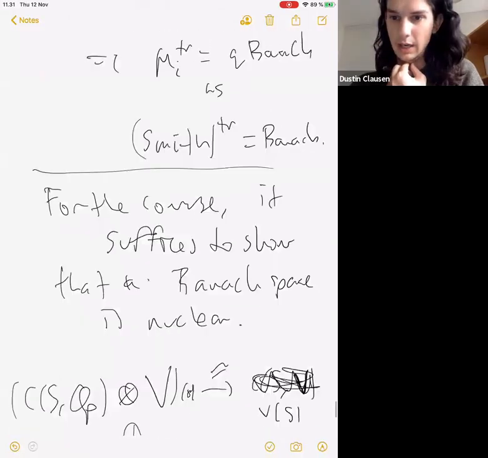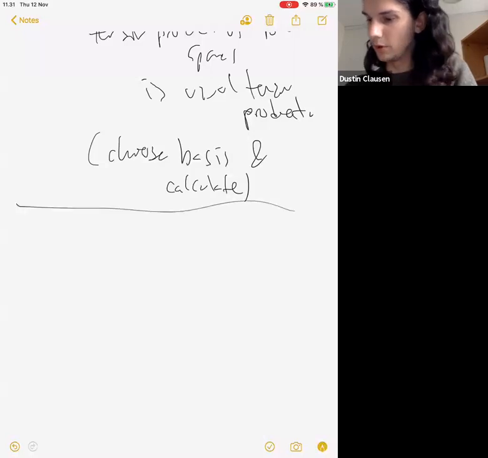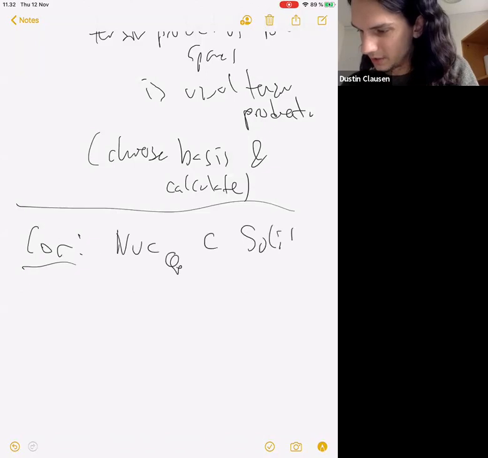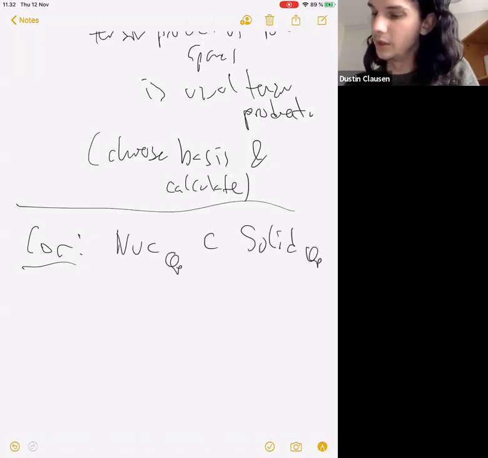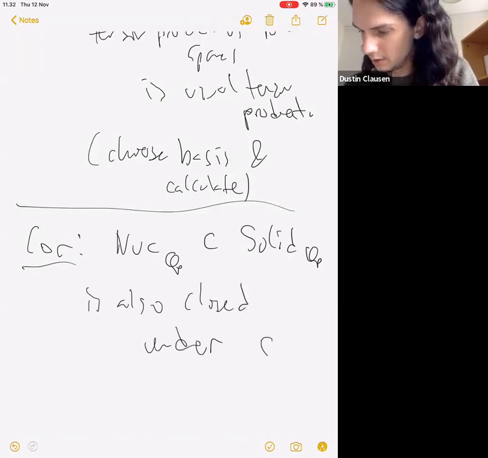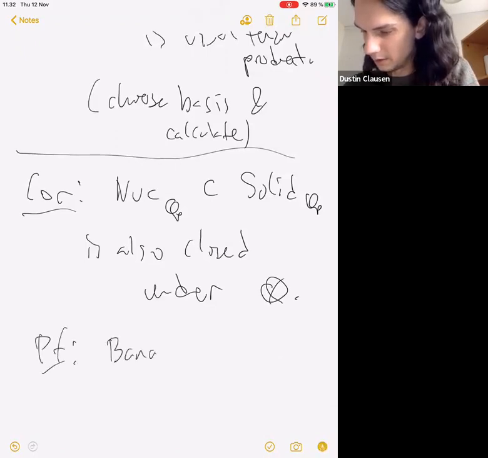Okay. So let me note a corollary of this. Nuclear modules are a subset of solid QP modules that is closed under all colimits. It's also closed under tensor products. And the proof is that Banach spaces are closed under tensor product.